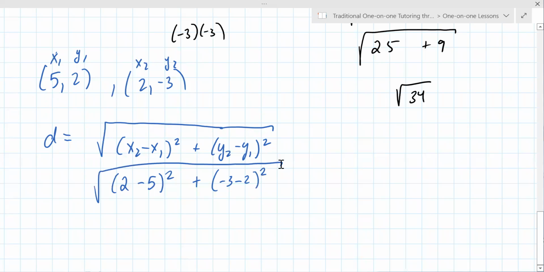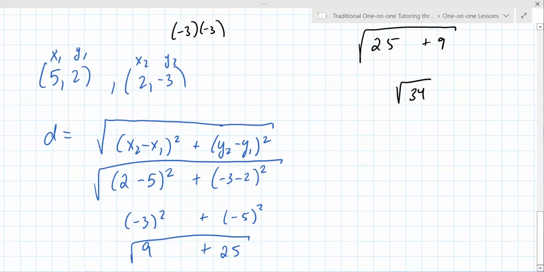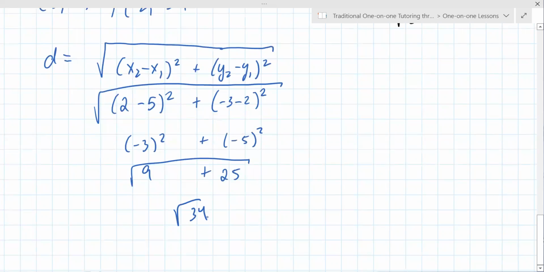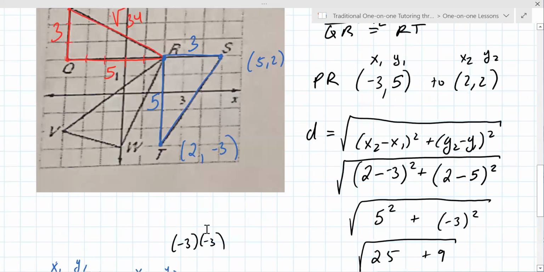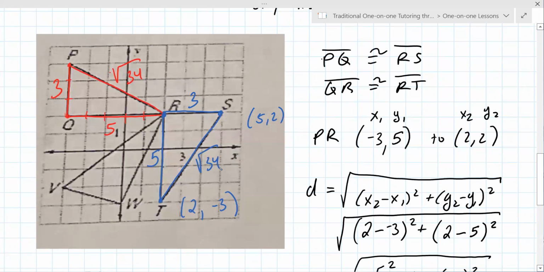It's the square root of 34 again. Why did we get the same answer again? Maybe it's because it's congruent. That's why they can have the same answer. Yes. So that allows us to now say that side PR is congruent to side ST.